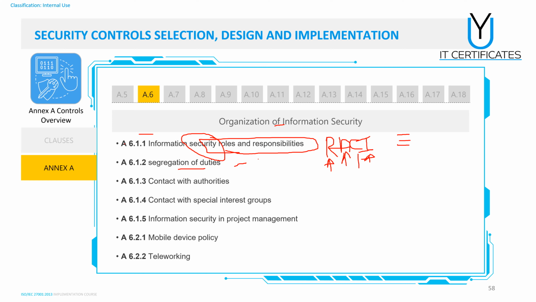People who recover or restore the data should not be the owner of the data backup. These are some examples of conflict of interest and segregation of duties. It will resolve these conflicts of interest, and it will increase the level of security as well. Contact with authorities and contact with special interest groups.